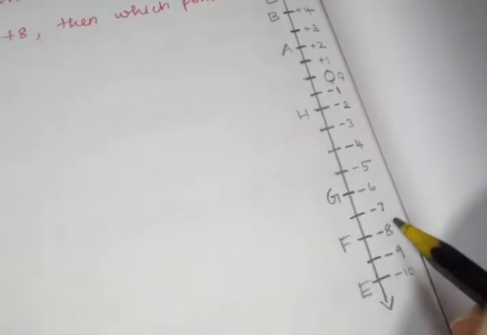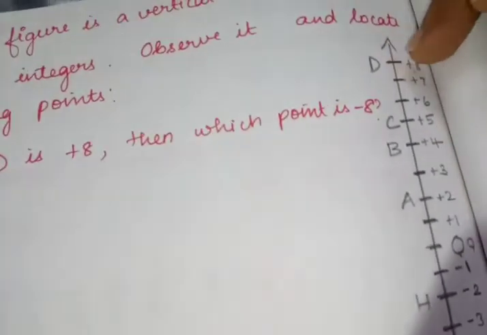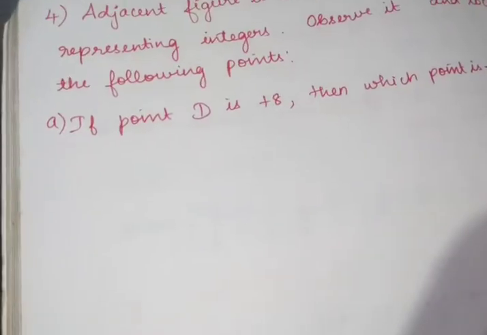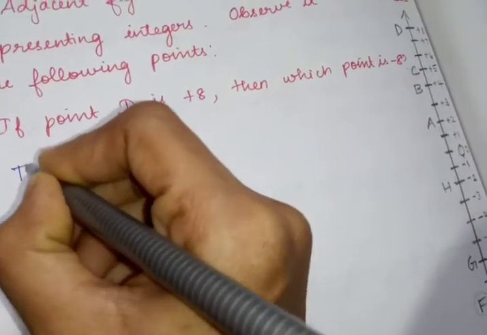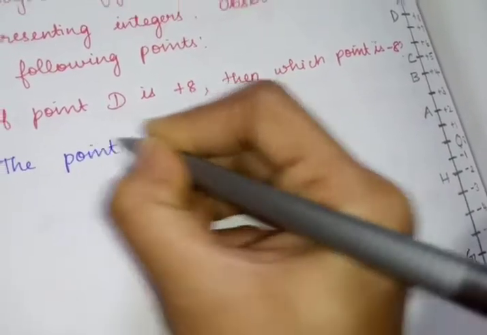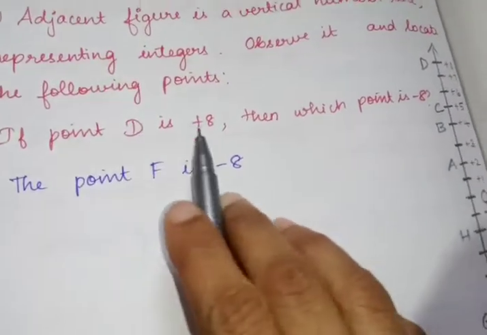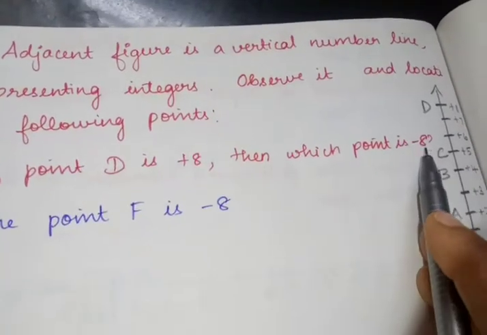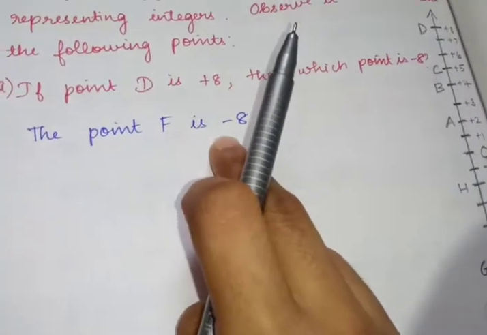So at what point minus 8 is coming? At point F. Okay, at point F your minus 8 is coming. So plus 8 is in the point D and minus 8 is in the point F. So shall I write the answer? Yes. The point F is minus 8. If point D is plus 8, then which place is minus 8? So minus 8 is in F. The point F is minus 8.